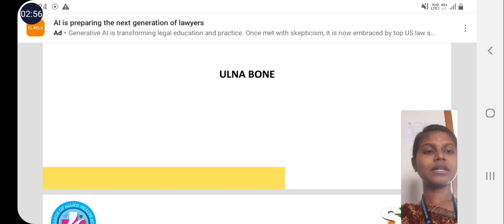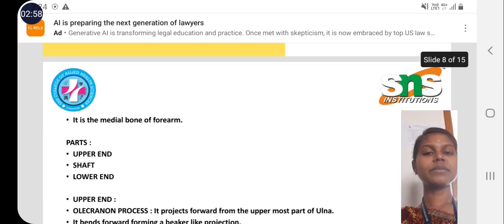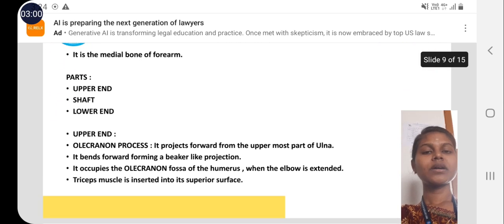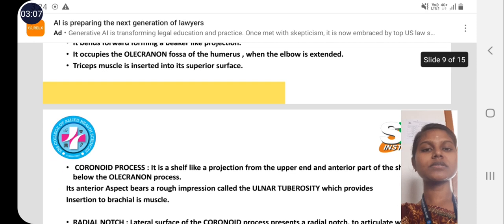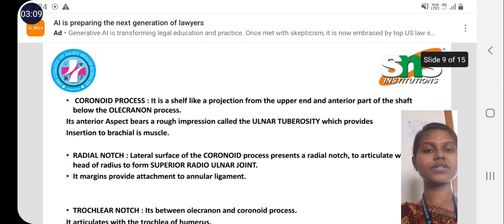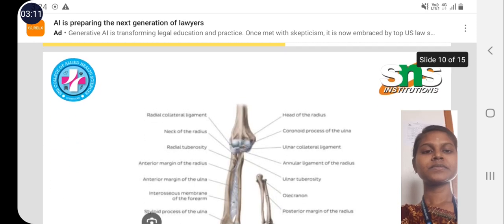And moving on to the ulnar bone. It is a medial bone of forearm. It has three parts in it: upper end, shaft and lower end. Upper end contains olecranon process, coronoid process, radial notch, trochlear notch.